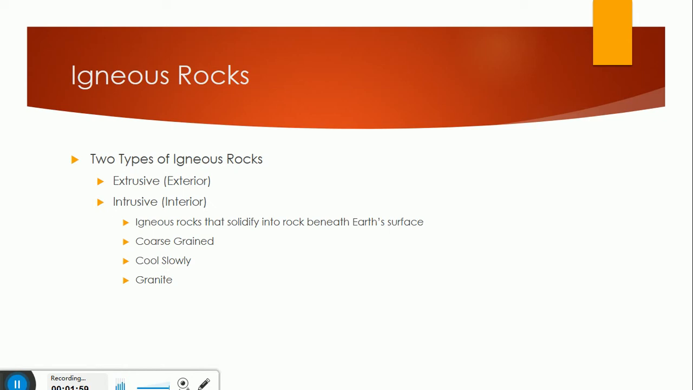The properties of intrusive igneous rock: it is coarse grained, cools slowly, and a famous example of intrusive igneous rock is granite.